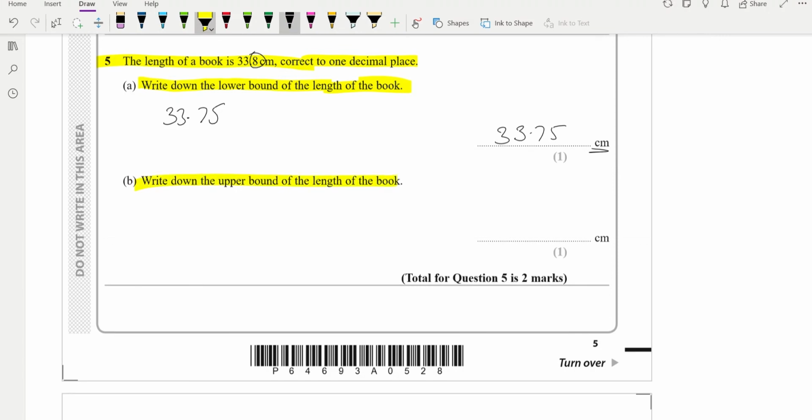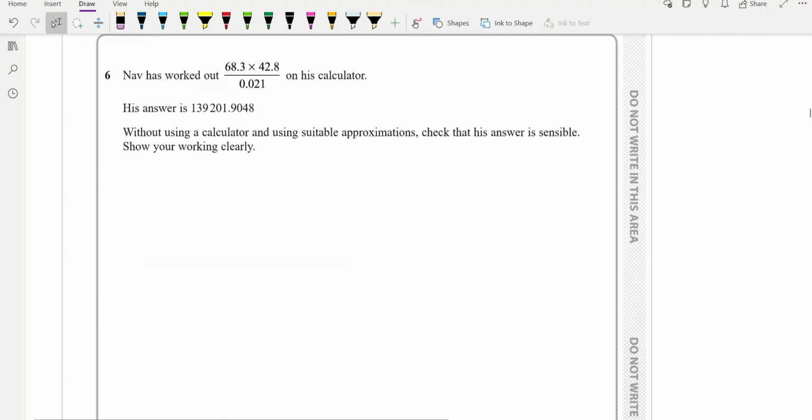They are saying write down the upper bound of the length of the book. So the upper bound will be 33.8. Instead of 8 we will write 85. So this will be the upper bound, 33.85. One more question. No explanation or working is required for this one, but I have explained hopefully properly.